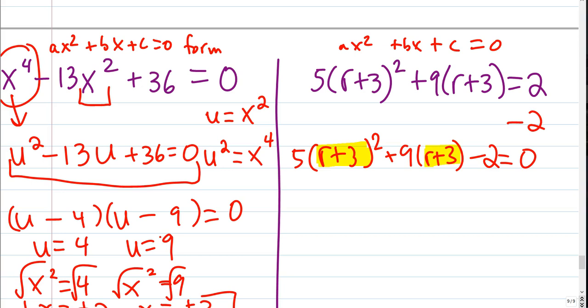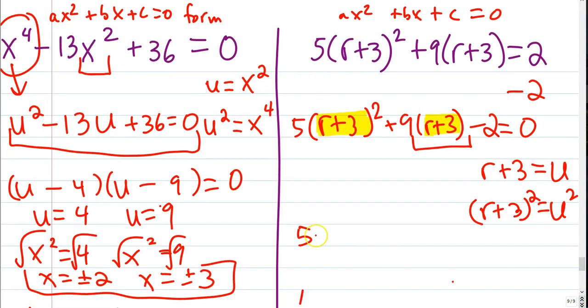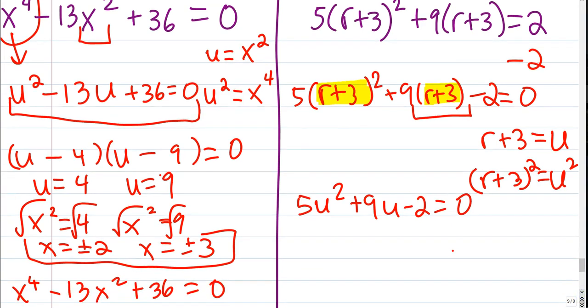And this becomes a lot easier when we do what? We take that middle term, just like we did there, and we say r plus 3 is equal to what? U. Then what is r plus 3 squared? Well, that's just u squared. So what does that do for us? I can now write this as 5u squared plus 9u minus 2 equals 0, which is factorable. I want to solve this. This is now a nice looking quadratic.